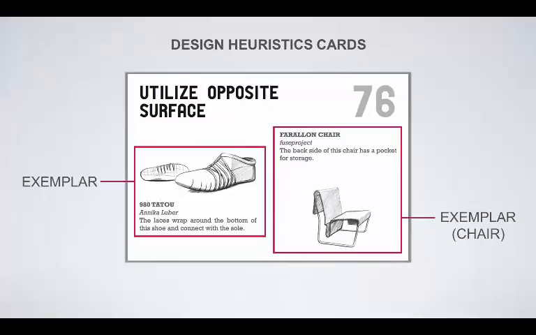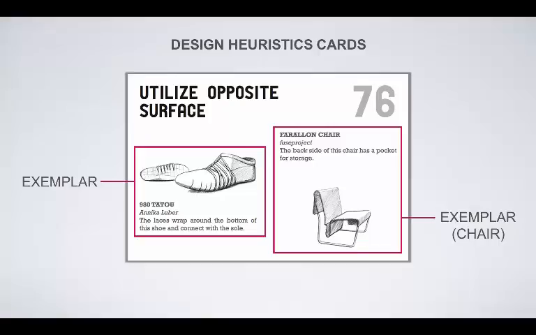On the back of each card, two product examples are provided which exemplify the heuristic in some way. On the right side of the card, the example presented is always a chair, to demonstrate that every heuristic in the deck can be applied to a given design problem. The chair in the example shows how the back side of the seat can include a storage area, thus utilising the opposite surface. On the left side of the card, the example is different for each card, illustrating that heuristics can be applied to a broad range of design problems.